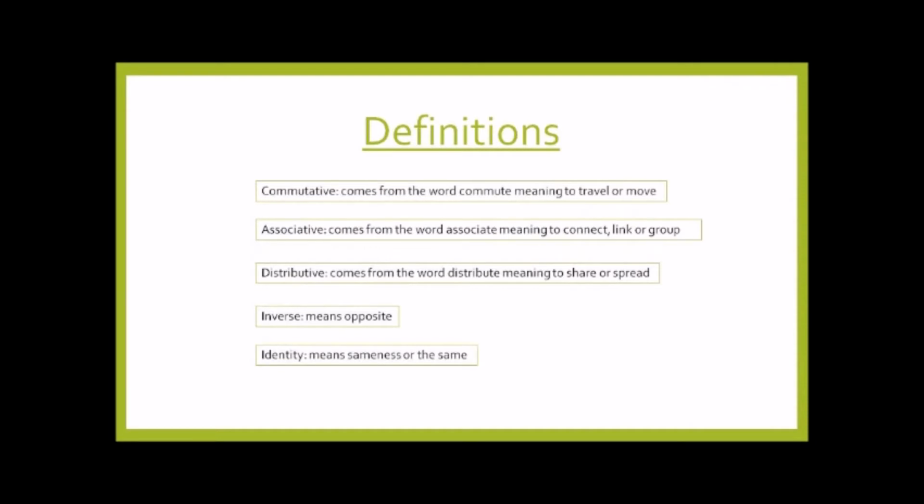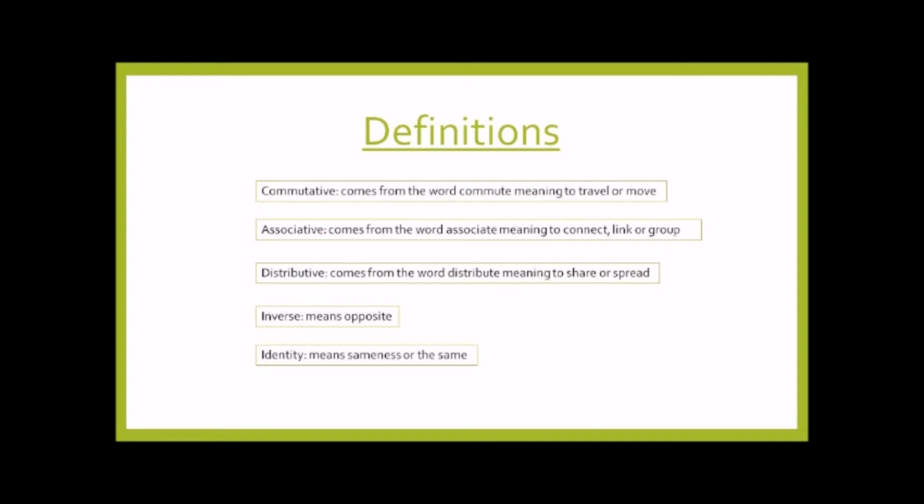Commutative comes from the word commute, meaning to travel or move. Associative comes from the word associate, meaning to connect, link, or group. Distributive comes from the word distribute, meaning to share or spread. Inverse means opposite. Identity means sameness or the same.